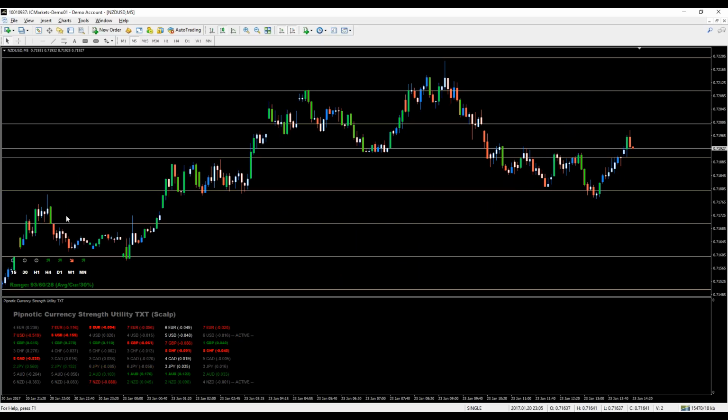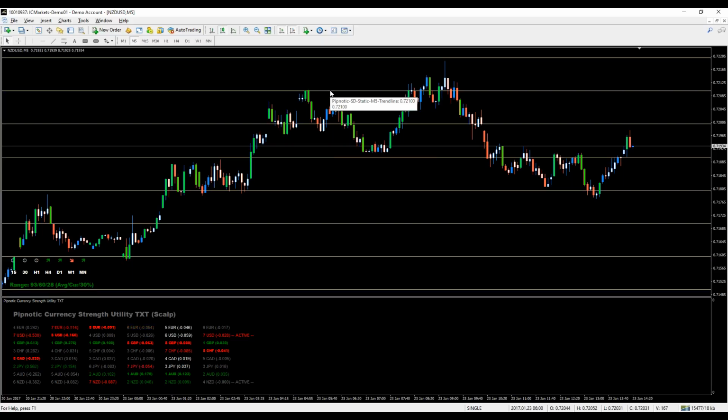So here we had resistance, pop through, resistance becomes support, pop through this one, resistance becomes support, and then it just would bounce between these lines. And so this is, what number is this? This is 7210, 7200, 7190, and so on. So these are actually multiples of 10 pips.